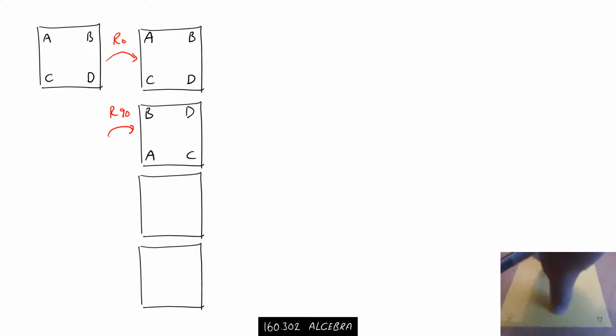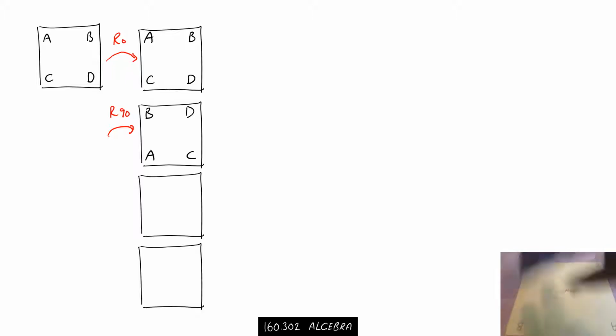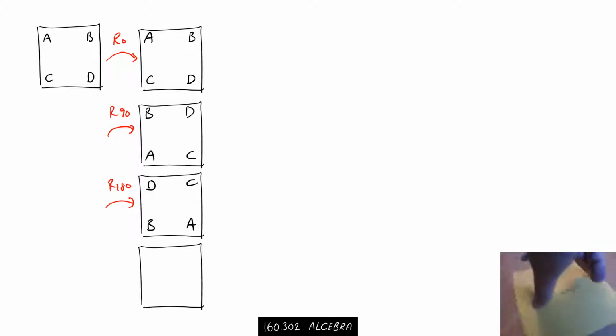If I rotate it a further 90 degrees, that can also be done in one hit from the starting position by a 180 degree rotation. So this one I'll call R180. And I'll label the corners as they now appear in the new position, A, B, C, and D. And finally, you can see that the last configuration is a 270 degree or minus 90 degree rotation from the start position. So we'll call this one R270. Okay, and now I've got A, B, C, and D, like so.